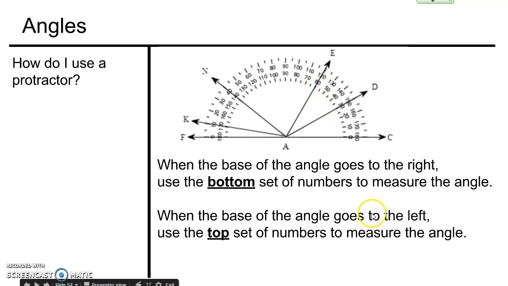When the base of the angle goes to the left, use the top set of numbers to measure the angle. So if I was measuring angle DAF, I would use the top set of numbers to measure the angle, and it would be 150 degrees. Okay, so remember those two things. When the base goes to the right, use the bottom set. When the base goes to the left, use the top set.